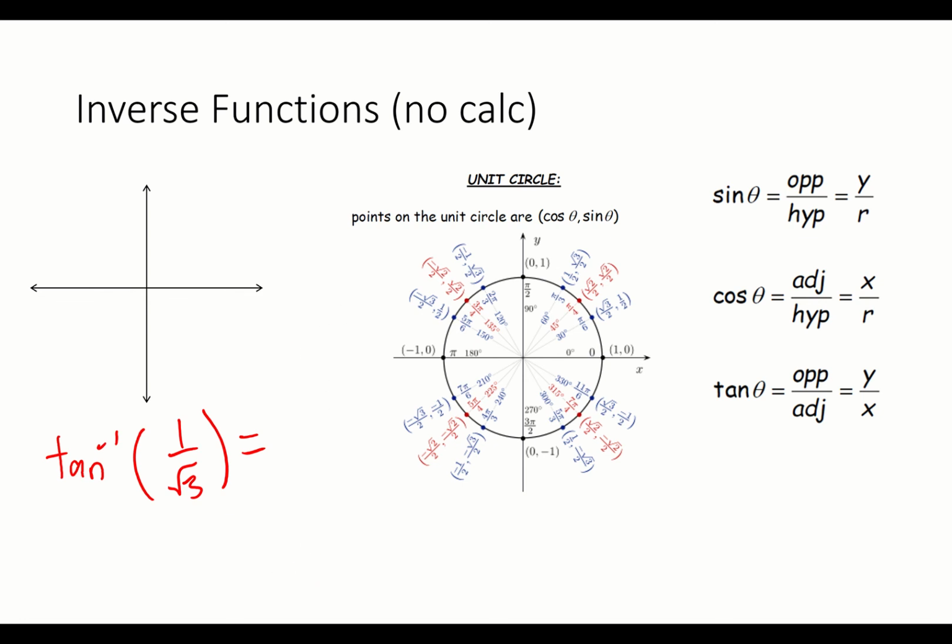Okay, so now just a quick refresher of how this works on the unit circle. Tangent of theta is opposite over adjacent. We know that, so SOH CAH TOA. Another way you can think of tangent of theta is y over x. So if I'm looking on the unit circle, I want a ratio of y to x that's 1 to root 3. That would happen right here. So my answer would be pi over 6 radians, or 30 degrees.